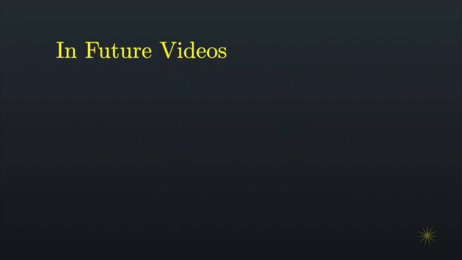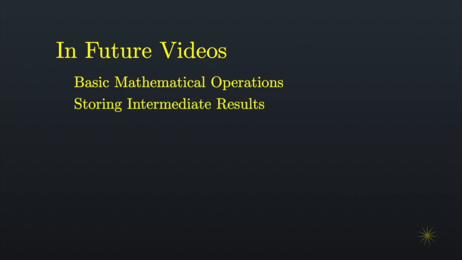Next time, we will describe how we can use these gates to do basic mathematical operations. We will then describe how we can use these same gates to store intermediate results in memory. And in future videos, we'll describe how to put all these pieces together to execute a list of instructions called a computer program.